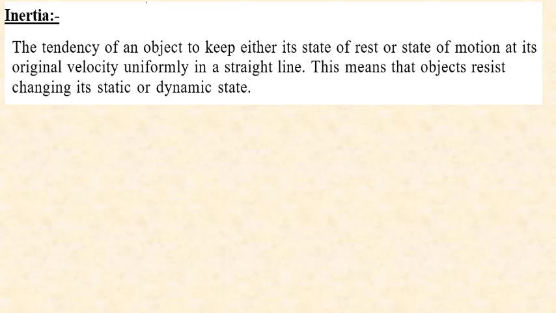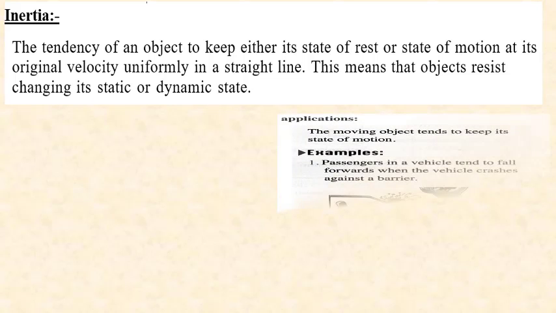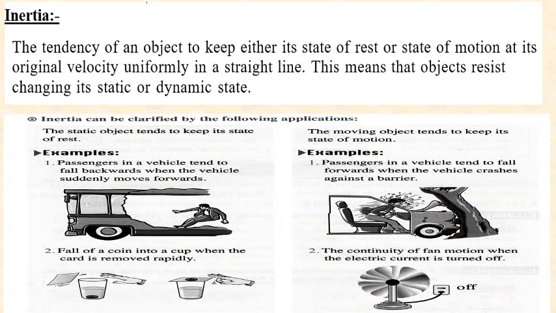So what do you know about inertia? Inertia is the tendency of an object to keep its state of motion or state of rest. Okay, so the resistance of an object to change its kinematic state is known as inertia. Example: passengers in a vehicle tend to fall backward when the vehicle starts to move suddenly, as their body is in a static state, and suddenly it changes into a moving body. It resists by the effect of inertia, so they fall backward.